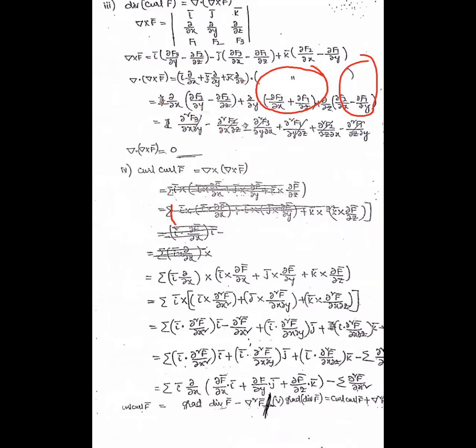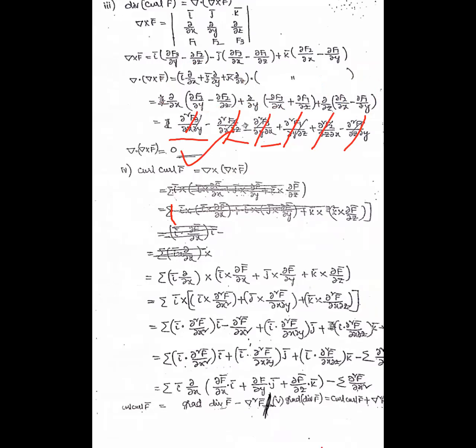∂²f3/∂x∂y and ∂²f2/∂x∂y minus ∂²f3/∂x∂y. So all values cancel with the remaining values. Then the resulting value is 0.